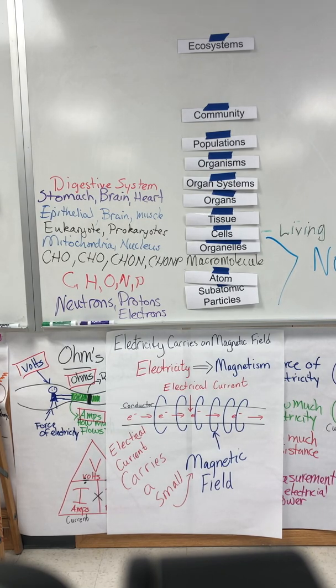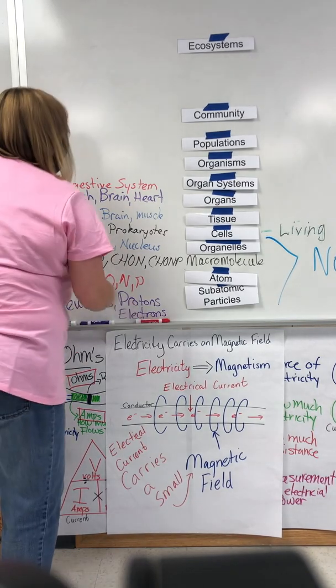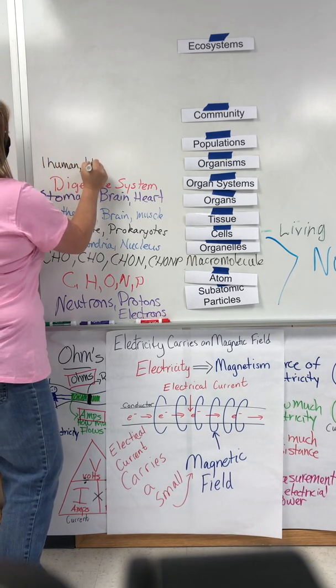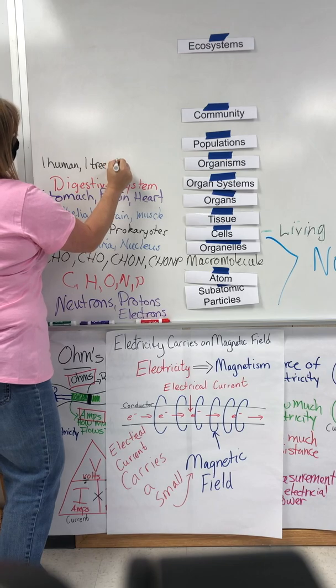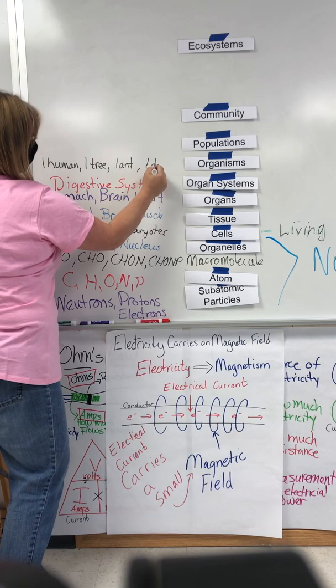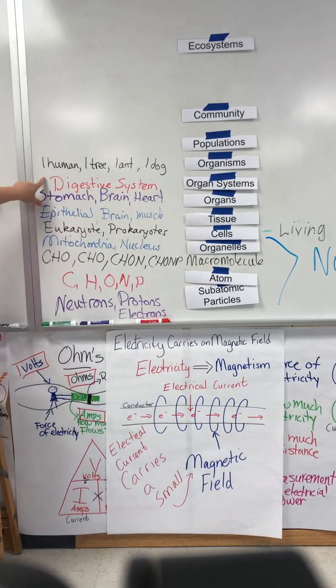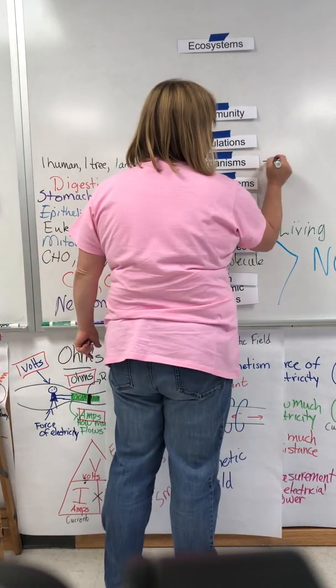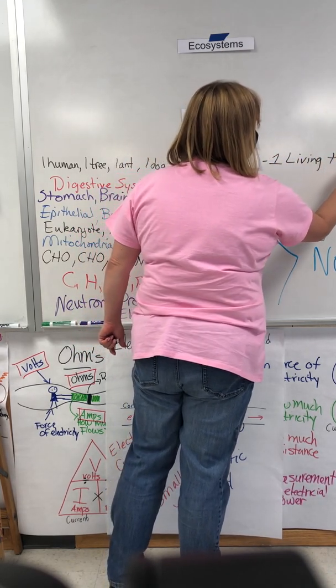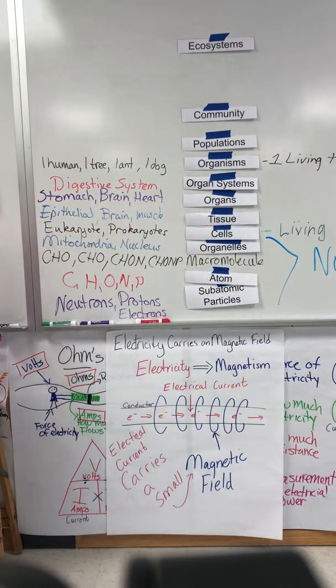All right. Now you're in for it. Okay. So we're getting into new territory now. When we are talking about an organism, we are talking about one human. We are talking about one tree. We are talking about one ant. We are talking about one dog. One living thing is an organism. One living thing is what we're counting as an organism.